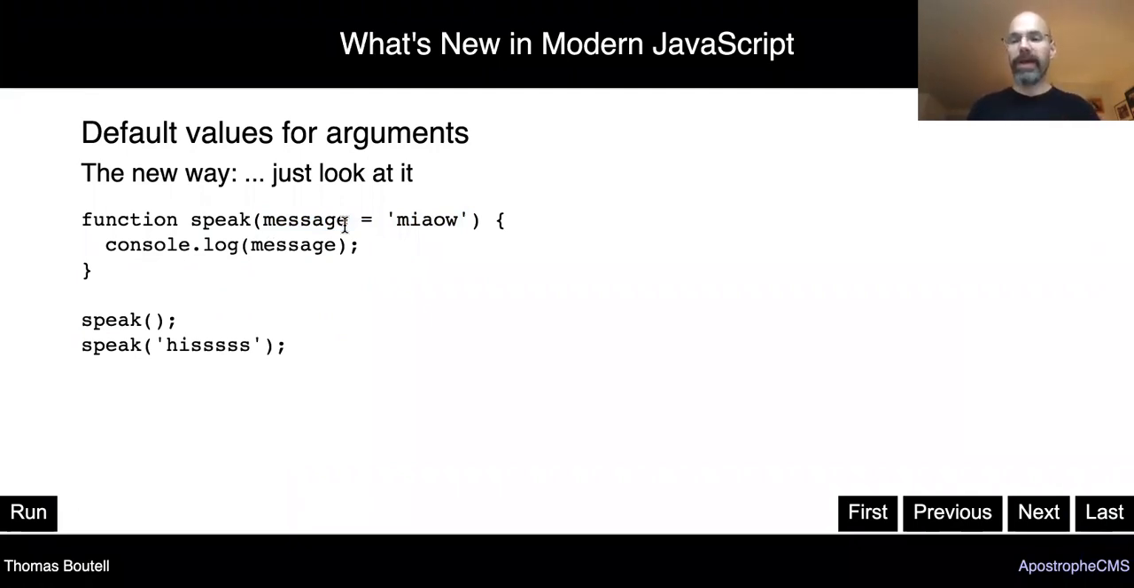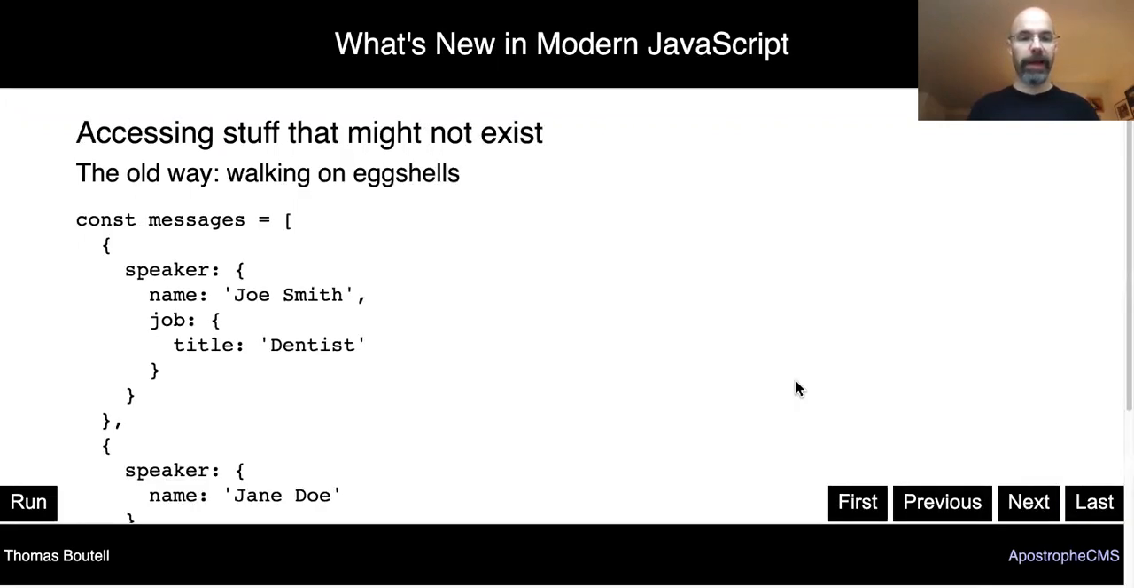And if I was using that destructuring syntax that we were looking at a moment ago with style being inside an object, I can do it there too. So I can give all of my options a default value, which really eases the pain. Moving on, accessing stuff that might not exist.